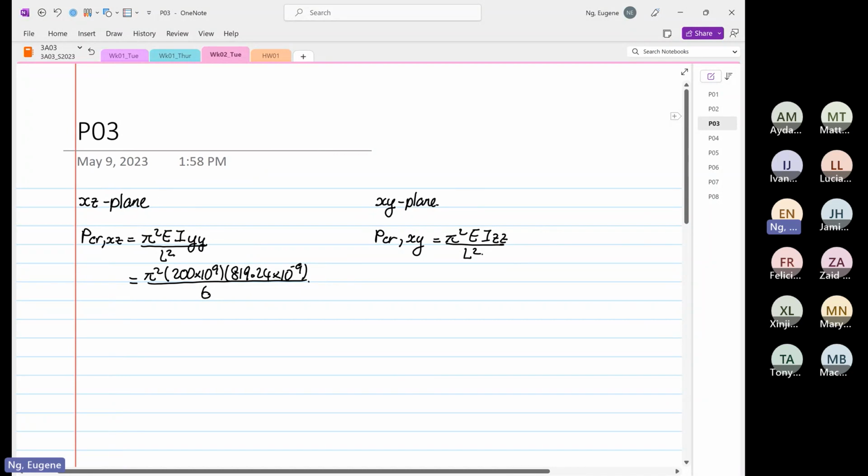So this will come out to be pi squared times 200 power 9 times 819.24 power minus 9 divided by 6 squared, Eugene, come on. So pi squared times 200 power 9 times 819.24 power minus 9 divided by 6 squared is equal to 44.9192. Okay.